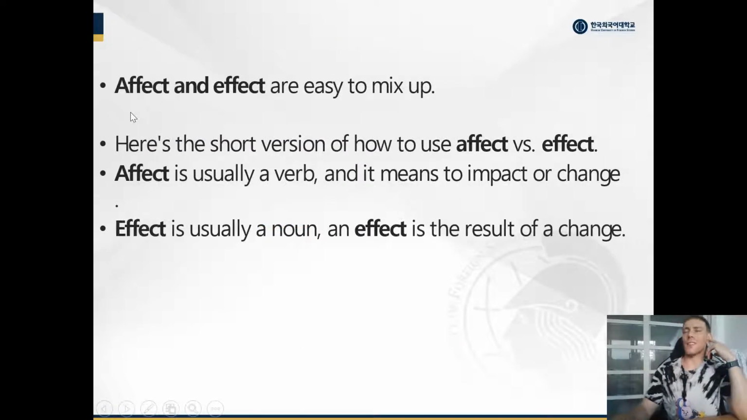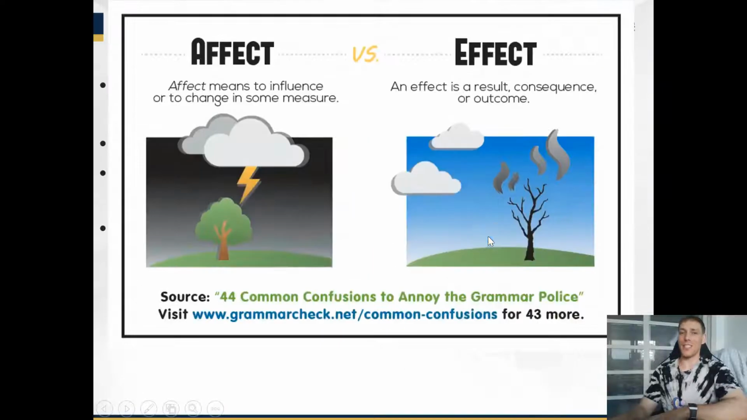Sometimes when you listen to English, maybe you're like, did Fraser say affect or effect? And many times when we're speaking quickly, it sounds the same. And many times people confuse the two. So the short version of how to use affect versus effect: affect is usually a verb, and it means to impact or to change something. Effect is usually the noun, and effect is the result of change.